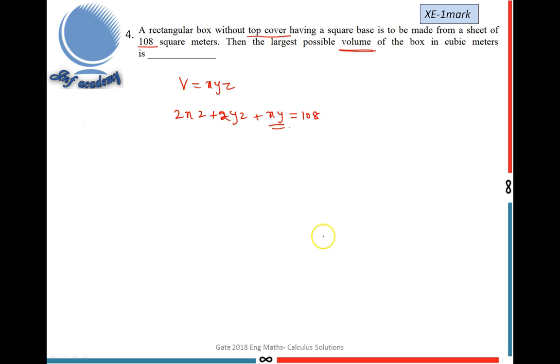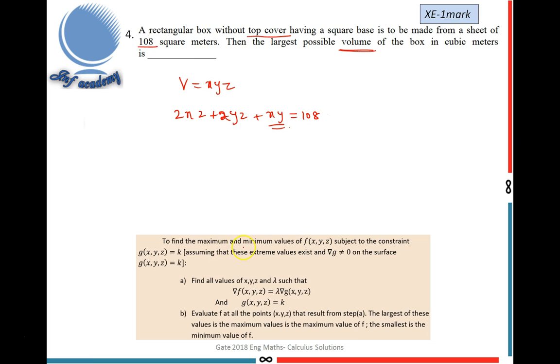Here I use the Lagrange multipliers method to find the maximum and minimum value of f of x, y, z subject to the constraint g also given. Find all values x, y, z and lambda such that del f equal to lambda del g. Del means gradient of f. And g of x, y, z equal to k. Evaluate f at all the points of x, y, z that result from step A. The largest of these values is the maximum value of f. The smallest is the minimum value of f. This is the procedure of the Lagrange multipliers method.